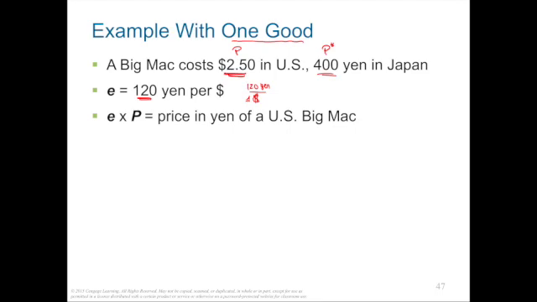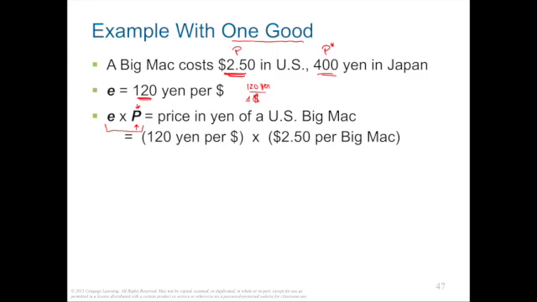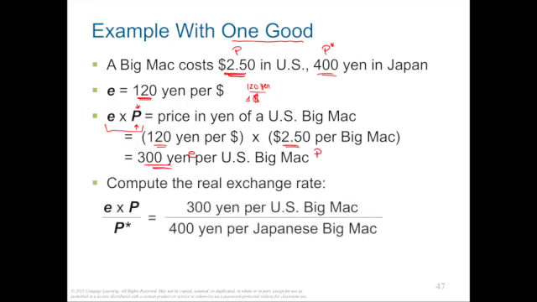So if we sell a burger in the United States, how many dollars do we get? P. And what is, if you want, the price in yen of the US Big Mac? Well, it's given by how many dollars we get when we sell a Big Mac, and how many yen we get for these dollars, which is 120 yen per dollar, the nominal exchange rate, times 2.5, which is the price. Then, once we have this numerator, which is the price in yen of the US Big Mac, we compare this 300 yen with the price in the foreign country, which is 400.